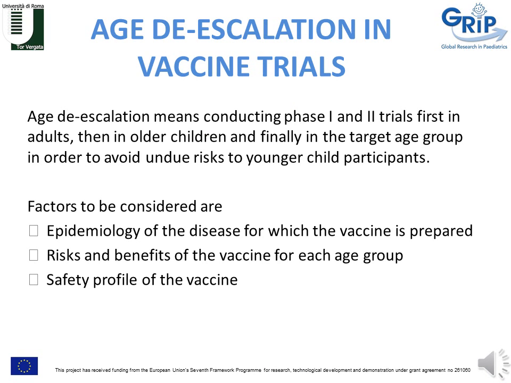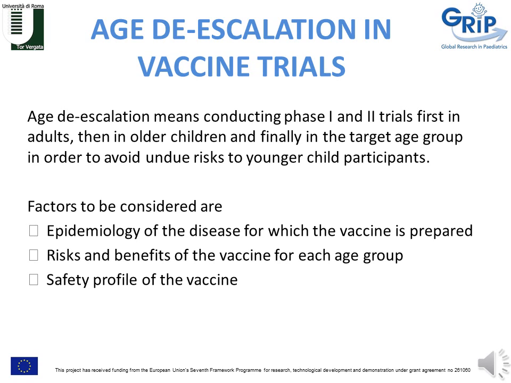In vaccine trials, what do we mean by age de-escalation? Age de-escalation means conducting phase 1 and 2 trials first among adults, then in older children, and finally in the targeted age group, in order to avoid undue risk to the younger child participants.